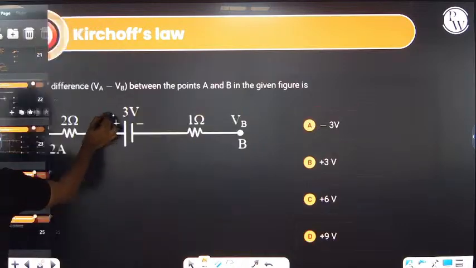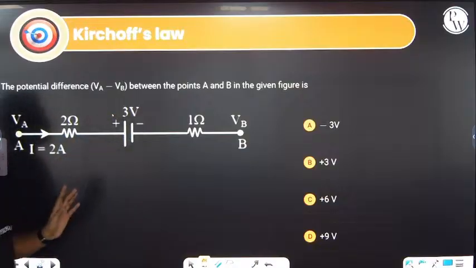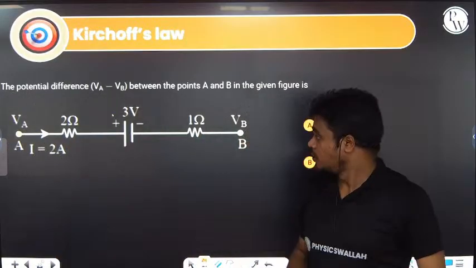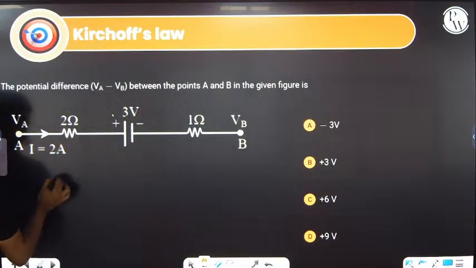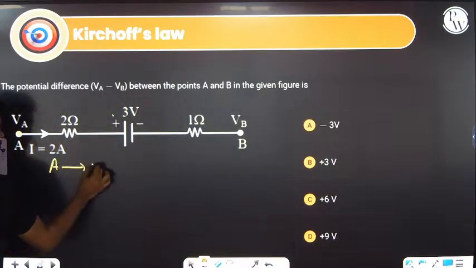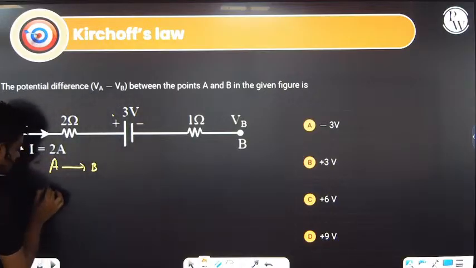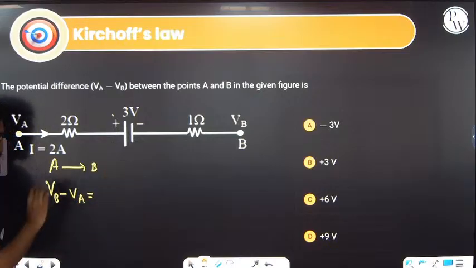So this particular question is Kirchhoff's law for open circuit. This point is A and that point is B. This is for open circuit, so don't put delta V as 0 because this is an open circuit. In that case we will always start with the journey, that is, starting from point A, we are going from A to B. No confusion, we should be going from A to B. And we'll always be writing VB minus VA, final potential minus initial potential.